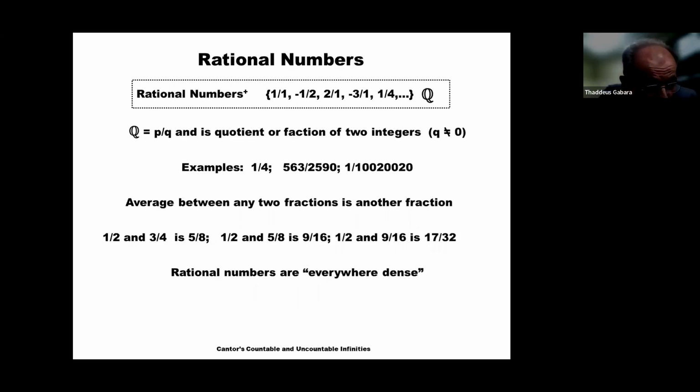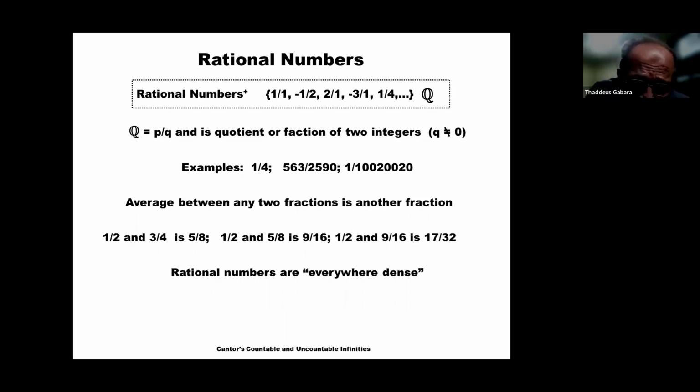Now we come to rational numbers. A rational number is an integer divided by an integer, but we're not going to allow q to be 0, so we'll exclude that. So it's p over q. It's a quotient, and some examples are shown here, like 1/4, 5/63, 2,590, and 1/1,000,000. So these are examples of rational numbers.